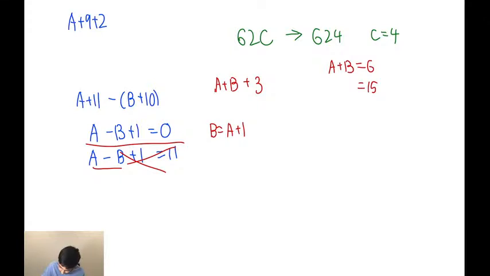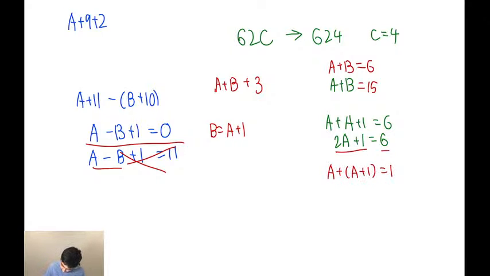We can do that. And we see that if we plug it into the first equation, we have A plus A plus 1 equal to 6, or 2A plus 1 is 6. But that's not possible because notice that this side is even and this side is odd. The second case, A plus B is 15. We have, again, A plus A plus 1 equal to 15, meaning 2A plus 1 is 15, or A is equal to 7. So that's the answer.